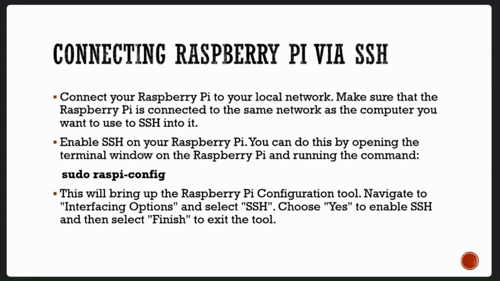To enable SSH on your Raspberry Pi, you can do this by opening the terminal window on the Raspberry Pi and running the command sudo raspi-config. This will bring up the Raspberry Pi configuration tool. Then you navigate to interfacing options, then select SSH. Choose yes to enable SSH and then select finish to exit the tool.